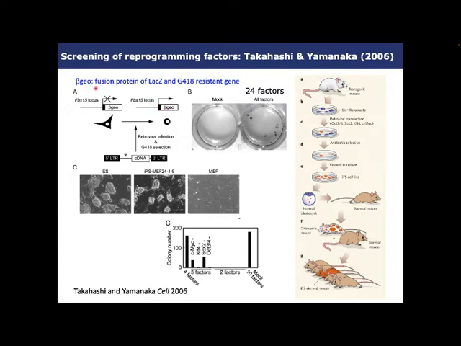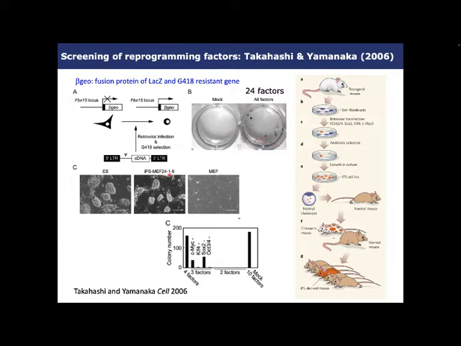Beta-geo is a fusion protein of lacZ and the G418 resistance gene. So if we select the colonies with G418, we can see the evident colonies. Only surviving colonies express Fbx15, representing the expression of pluripotency genes. And also we can stain with X-gal staining. We can clearly color these formed colonies with blue color, which makes it easier.